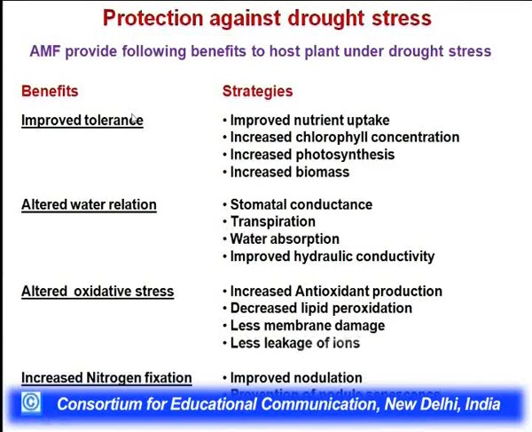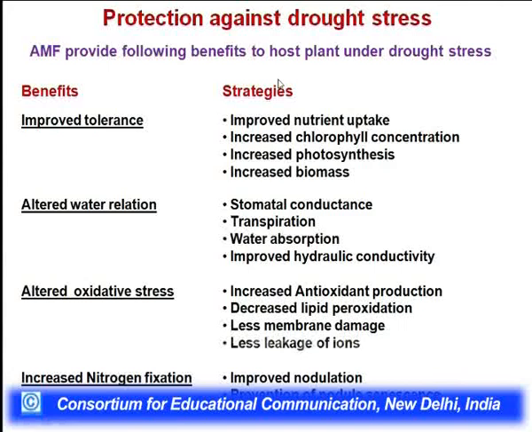Next benefit is protection against drought stress. Similar to the salinity stress, the mycorrhizal fungi provide several benefits to host plant under drought stress. I would like to tell you that there are several things which are similar under drought stress conditions as well as salt stress conditions. So, in case of the drought stress, you can see here that mycorrhizal fungi improve tolerance of the plant, altered water relation, altered oxidative stress, and increase nitrogen fixation.